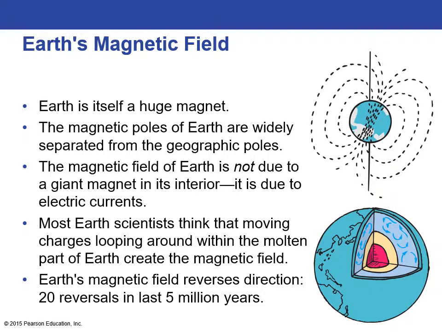So the Earth's magnetic field does reverse direction, and it's had 20 reversals in the last 5 million years. And that would mean that the magnetic field, instead of going from north to south, would flip over and go from south to north.